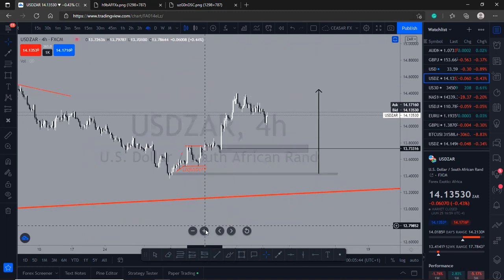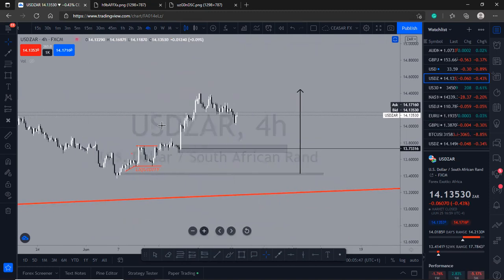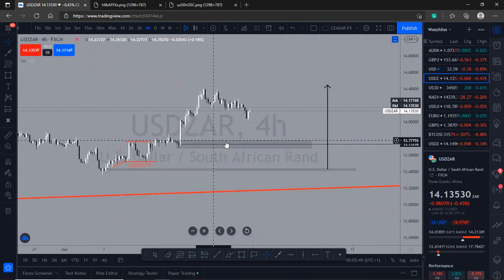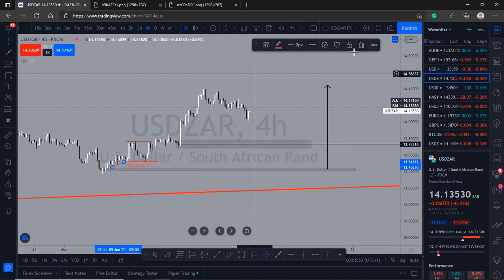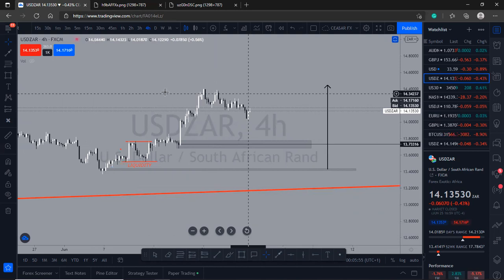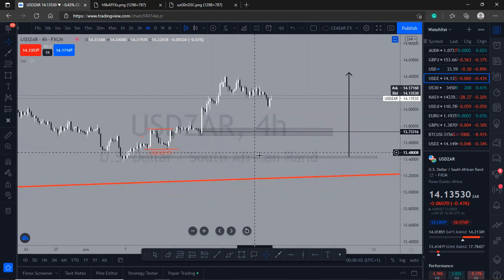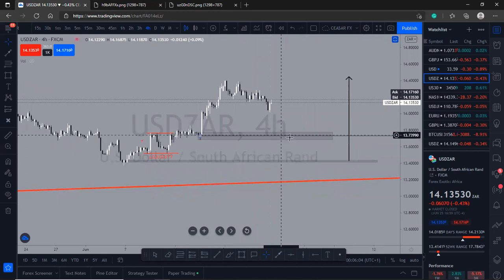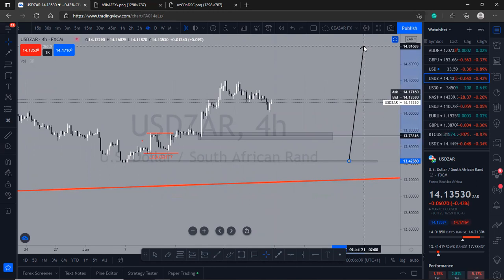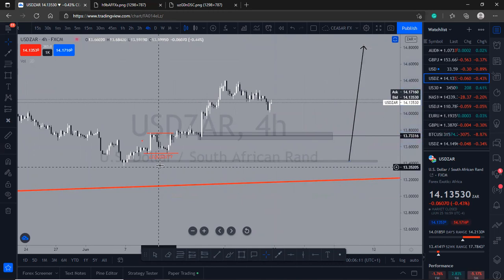You can see that USD is trying to push lower to mitigate all these orders. But taking into account that somewhere here there's also an equal lows, and then underneath there's an order block. So this order block might not hold the price. I'm expecting this order block to hold the price. It might hold the price.